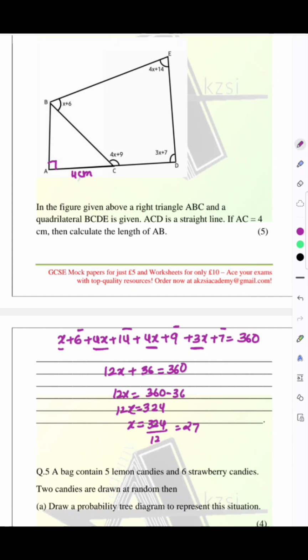One more thing is given here: ACD is a straight line. They have specifically given this in order to calculate this angle, and that means the only angle which we have to find now is this one.